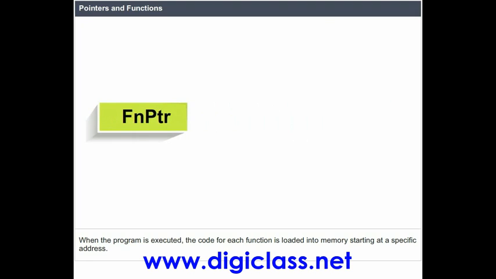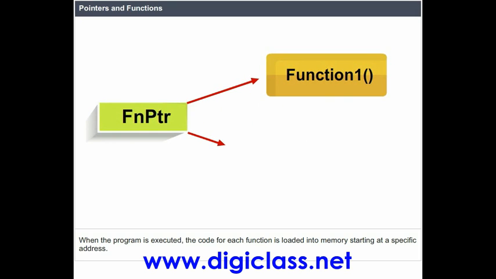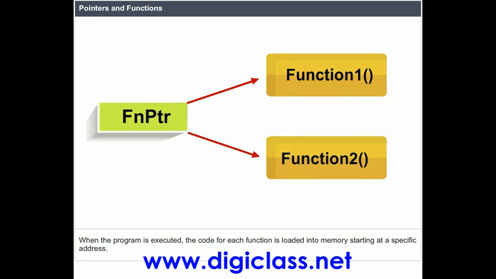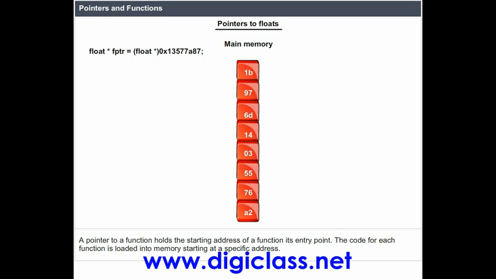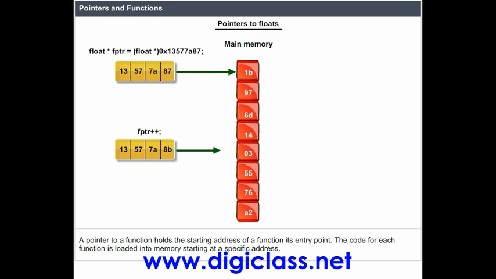Pointers and functions. When the program is executed, the code for each function is loaded into memory starting at a specific address. A pointer to a function holds the starting address of a function, its entry point. The code for each function is loaded into memory starting at a specific address.